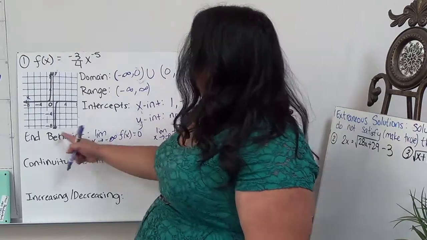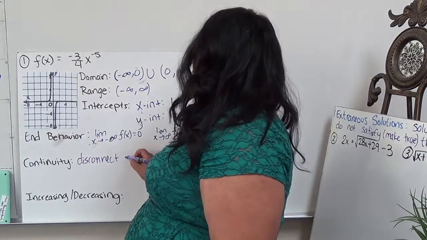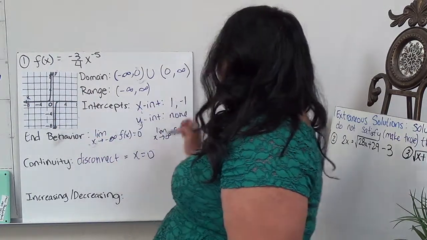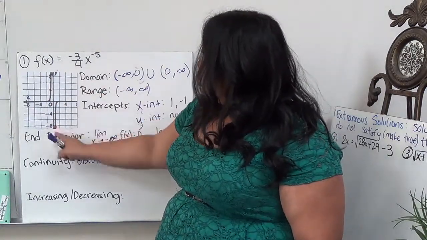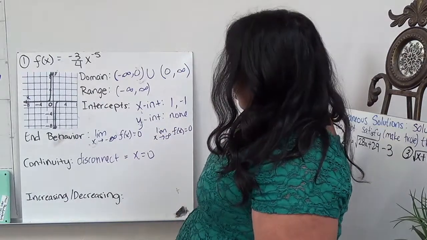That means we don't reach it at x equals 0. So when x equals 0, there's no function. It approaches it, but it never actually hits it.